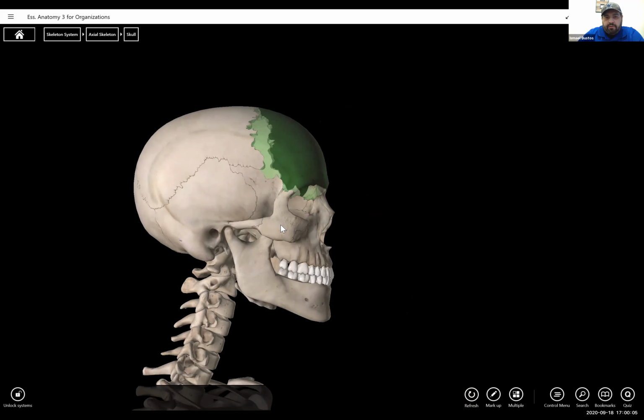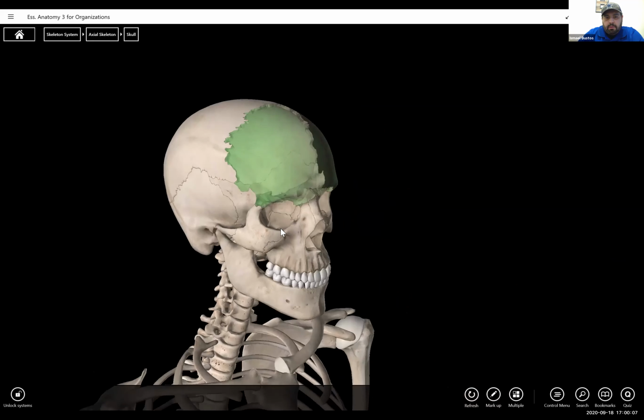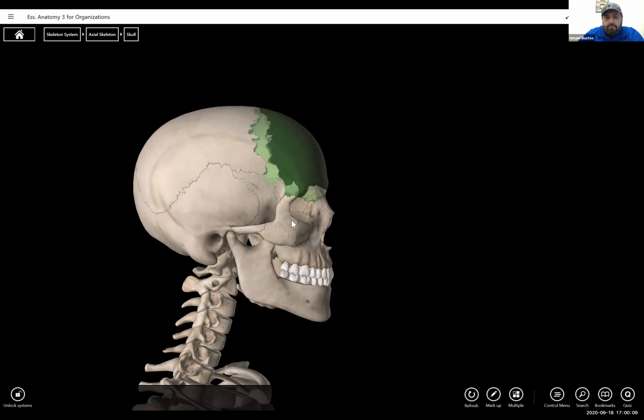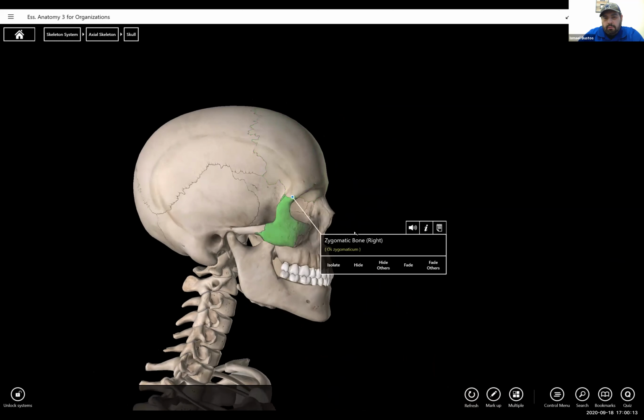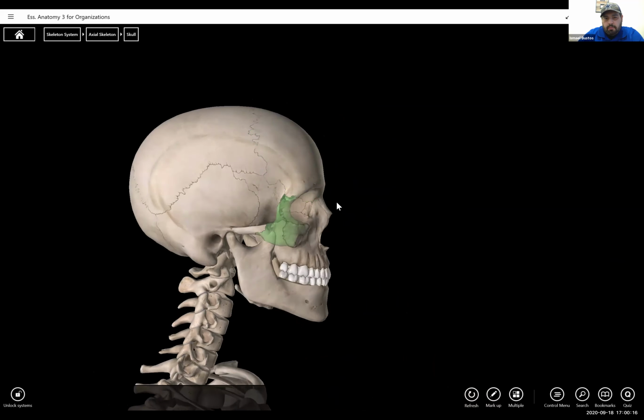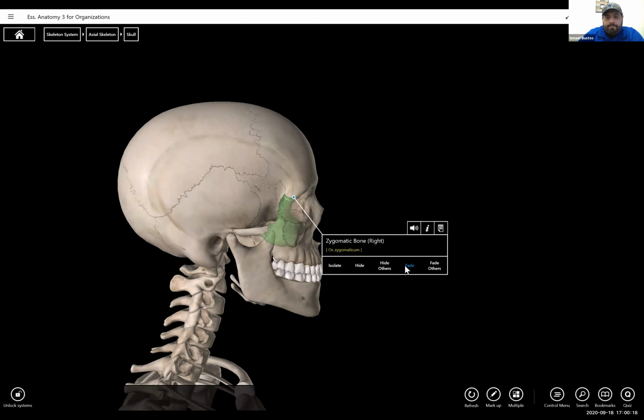Trying to see if you can see the orbital plates or orbital roof. Kind of hard to see there, really can't. All right, never mind. Okay, so let's go back to the PowerPoint.